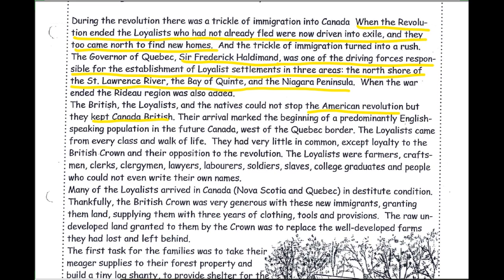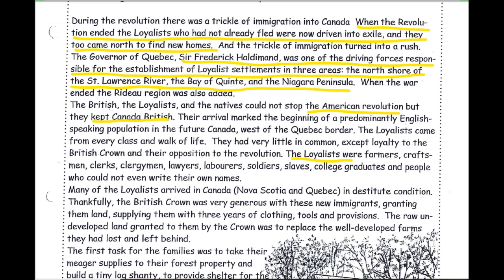So highlight that. Their arrival marked the beginning of a predominantly English-speaking population in the future Canada, west of the Quebec border. So, west of Quebec is predominantly English in Canada. Quebec is predominantly French. They had very little in common, except loyalty to the British Crown and their opposition to the Revolution. So, they had very little in common other than they were all loyal to Britain and they did not like the Revolution.